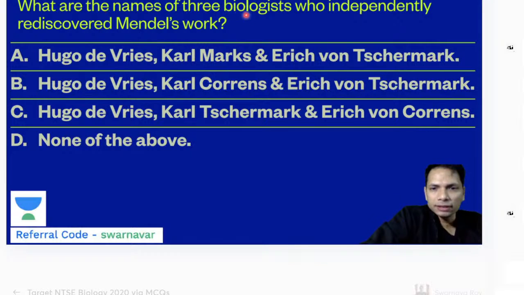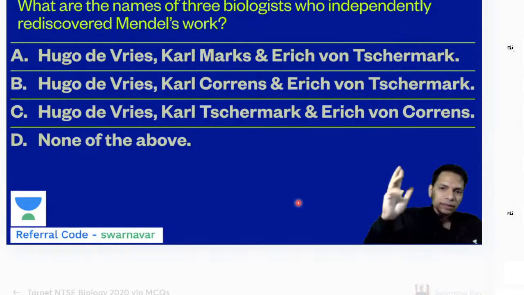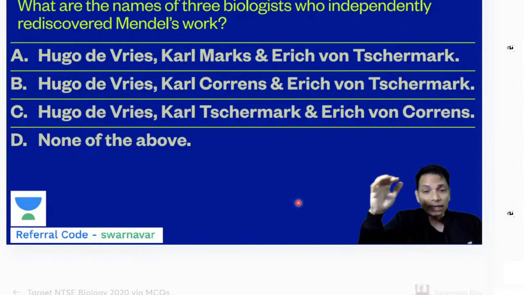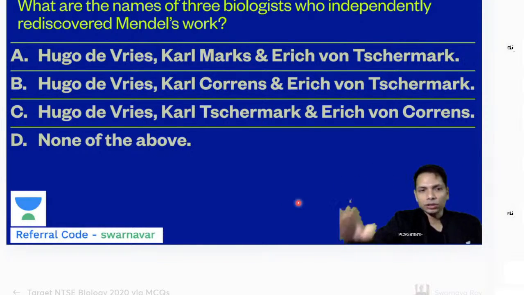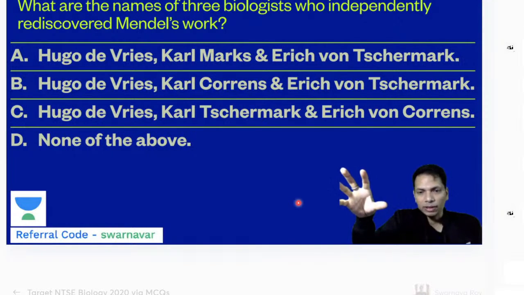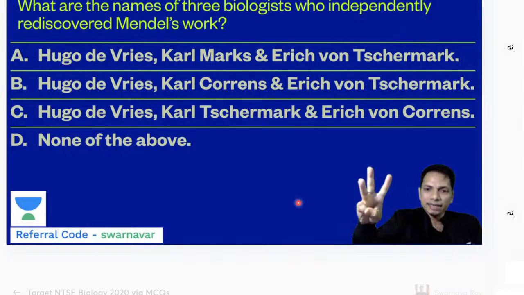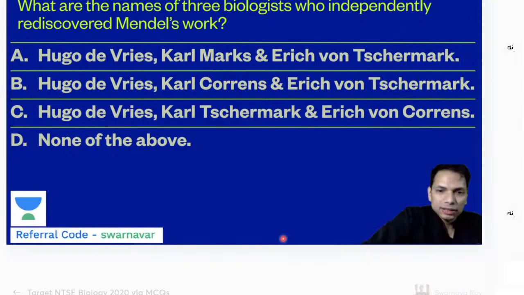What are the names of the three biologists who independently rediscovered Mendel's work? Look here, there are three biologists who rediscovered. Mendel's work was not known. Mendel is called the father of genetics. Okay, but in 18 years he did a lot of work on genetical problems. All these crosses, all these things he did. But nobody knew his published work. But three scientists rediscovered it. So who are the three scientists who rediscovered Mendel's work?